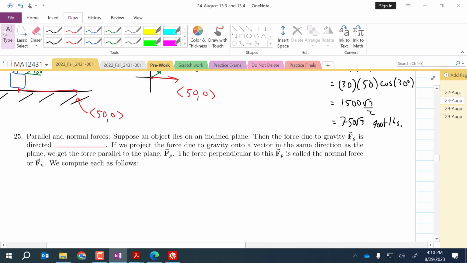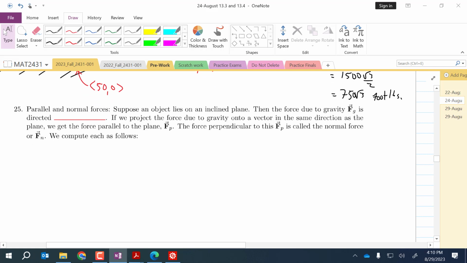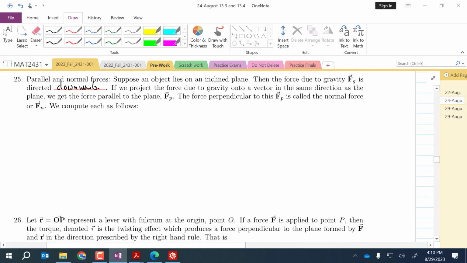Okay. So let's get an application for these parallel and normal forces. Suppose an object lies on an inclined plane, then the force due to gravity points which way? Down. Downwards, as it always does. If we project the force due to gravity onto a vector that is in the same direction of the plane, we get the force parallel to the plane, and the force perpendicular to this is called the force normal. So let's go ahead and compute both of those.